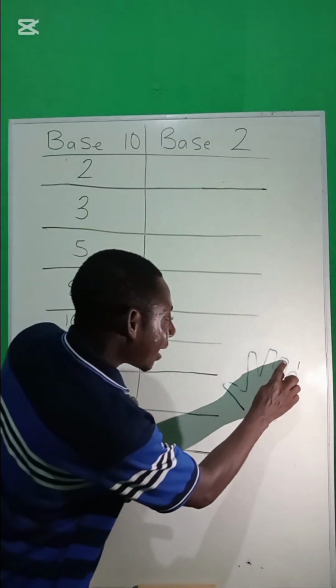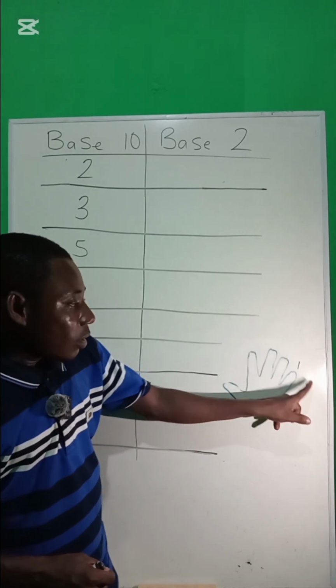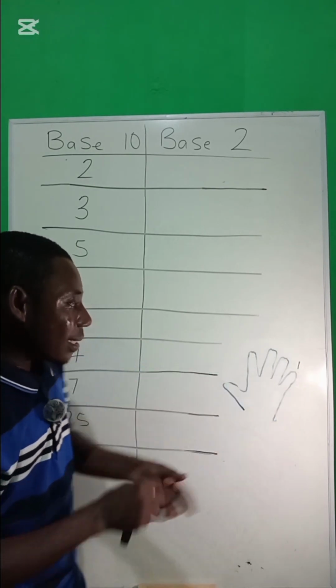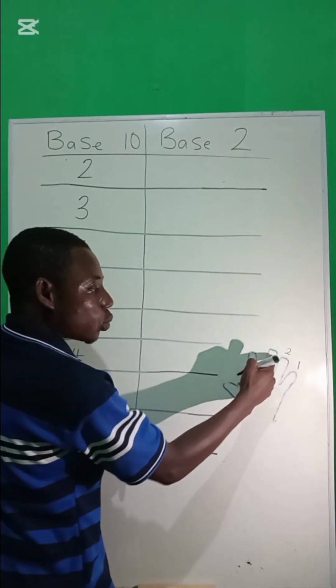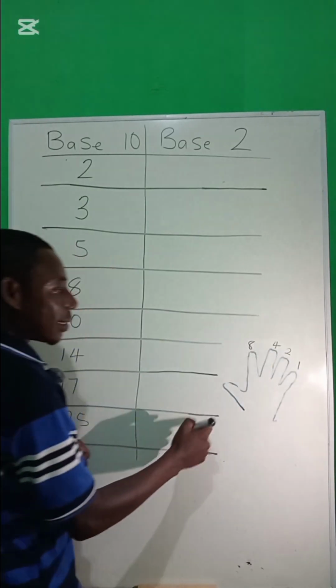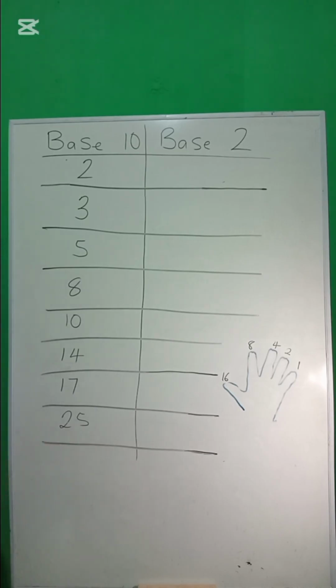Now to get the second finger, you multiply 2 by the previous finger. So the previous finger here is 1. So I multiply 2 by this, and that will give me 2. To get this side, you multiply 2 by this. 2 times this is 4. To get this side, 2 times this is 8. To get this side, 2 times this is 16. That is the first stage.